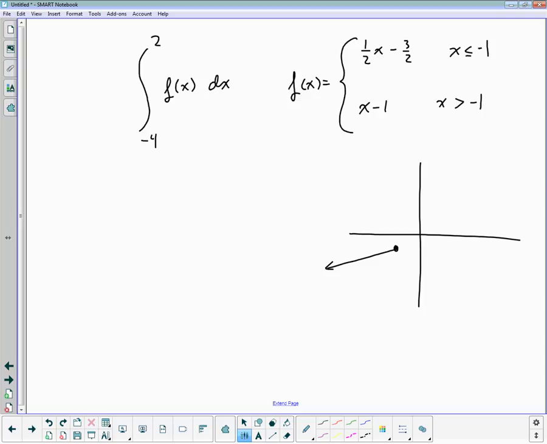The other function, which only lives for values greater than -1, looks like this. Positive slope of 1, negative 1 intercept. It does not include that value.